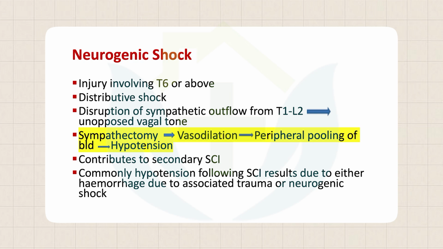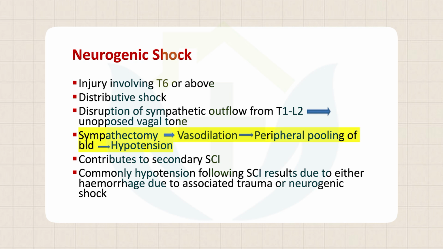As I said, spinal shock is related to the loss of sensation. Neurogenic shock has to do with the sympathetic loss. It is seen purely if you have a lesion above T6. As we know, there is a mnemonic: sympathetic is thoracolumbar, parasympathetic is craniosacral. So the sympathetic discharge is thoracolumbar.